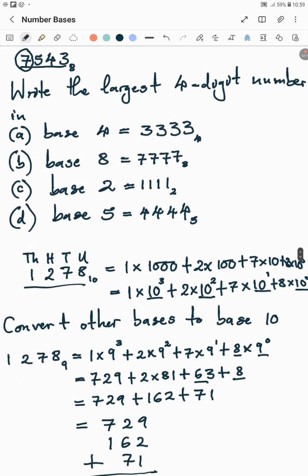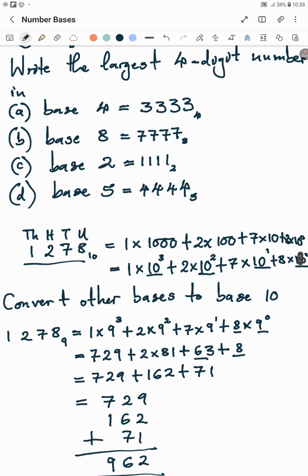Let's look at this question here. It says, write the largest 4-digit number in base 4. So in base 4, the largest digit we can write is 3, and it being a 4-digit number, it has to consist of four 3s, like this, four 3s in base 4. That's the largest 4-digit number you can write in base 4.